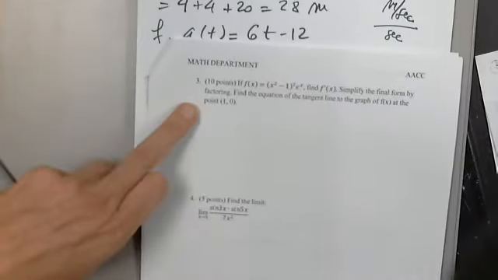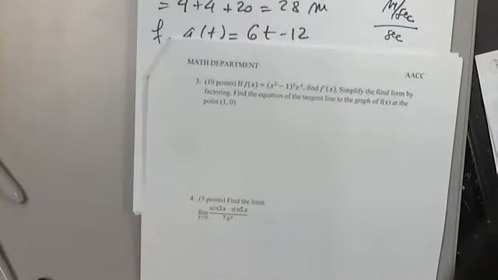Okay, so let's work on number three. It's a very similar problem to the one we just talked about, I think. So we are given a function. We're asked to find f prime, simplify the final form by factoring, and find the equation of the tangent line to the graph of f of x at the point 1, comma 0.